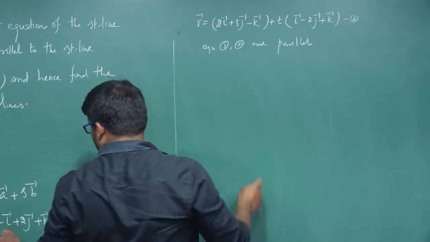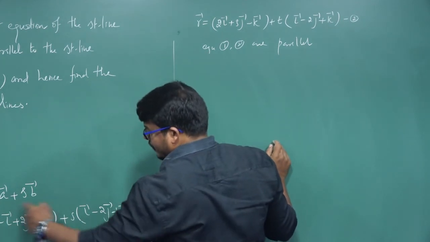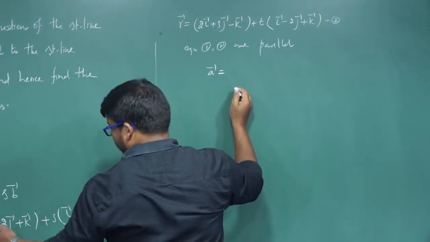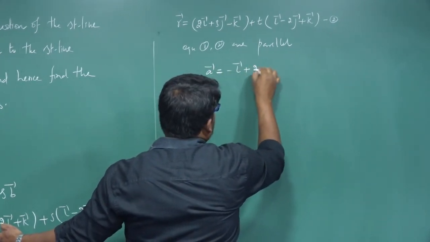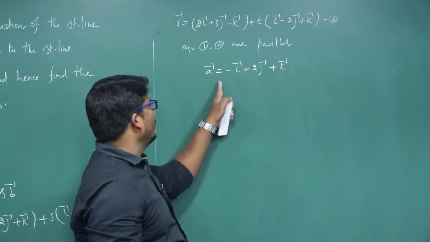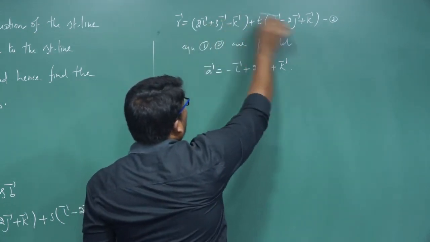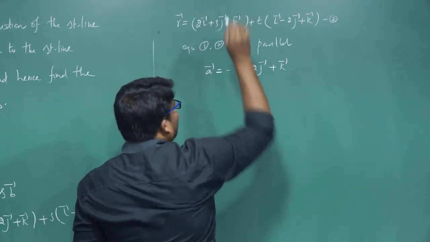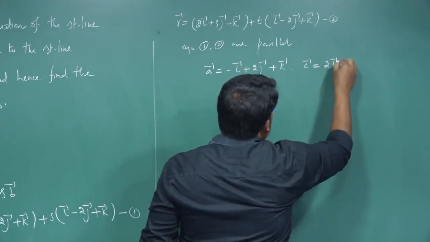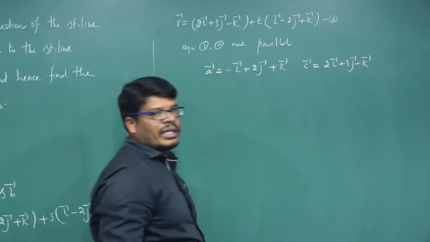So, first one, the line is R vector equal to A vector plus S of B vector. Now, writing the point is A, that is A vector, equal to minus i vector plus 2j vector plus k vector. Equation 1, A vector is minus i plus 2j plus k vector. And equation number 2, the second line, the point is C vector. C vector equal to 2i vector plus 3j vector minus k vector.